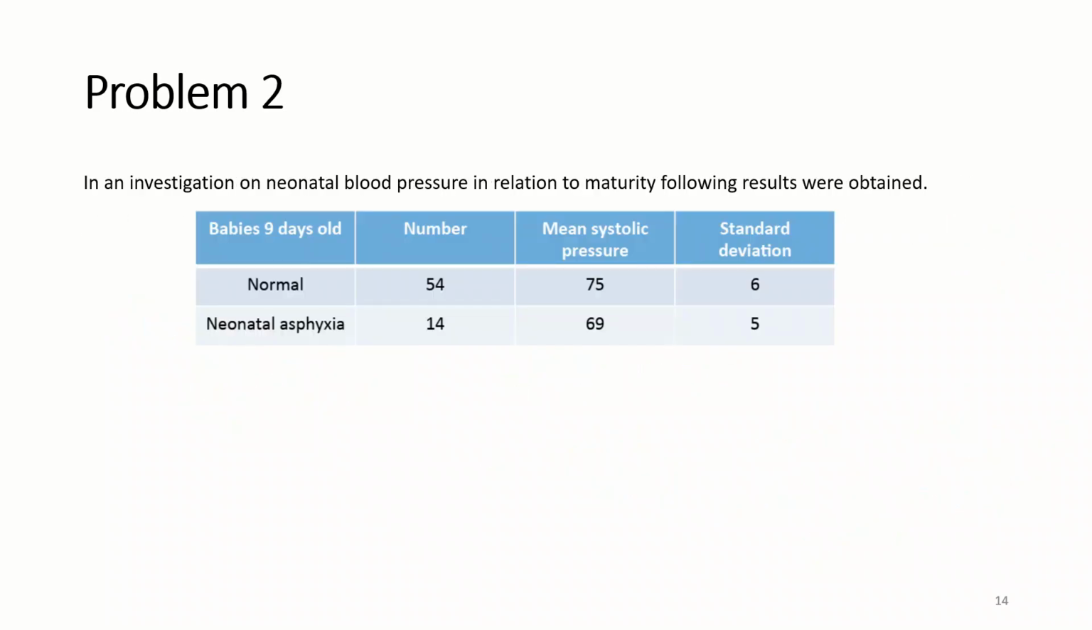So going to the next one. Similar question. In an investigation on neonatal blood pressure in relation to maturity, the following results were obtained for the normal and neonatal asphyxia groups. All the numbers, mean and standard deviation are given. So similarly you have to find the relation. This you can consider as the control group, this one as the experiment, this one the test.